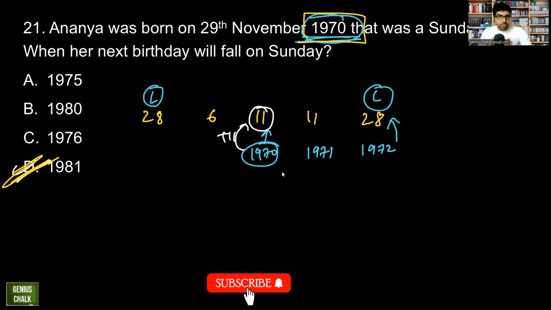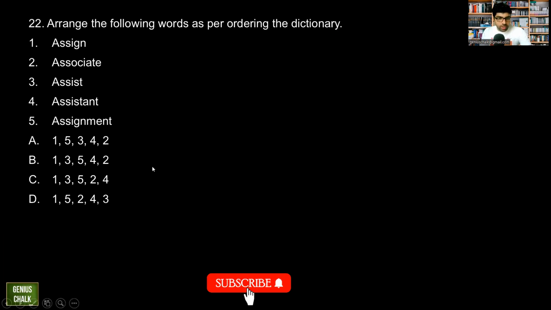Next one, arrange the following words as per order in the dictionary. So just check. Now, A S S I is already there in all. So the first must be I, G, N. So the first one should be assign. Then afterwards, it should be assignment, right? So it should be 5, 1, 5. So this is not my answer.